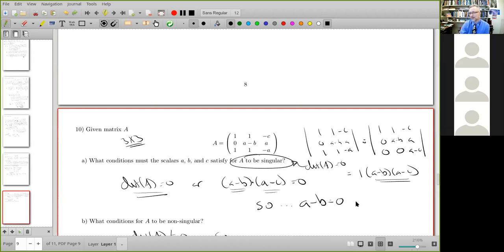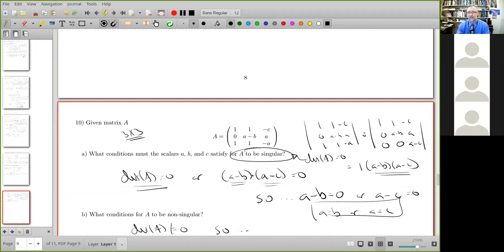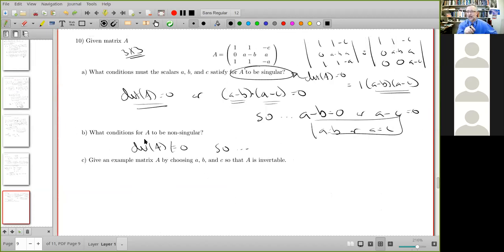Either one is zero or the other is zero, which means A equals B or A equals C. So what conditions must A, B, and C satisfy? If A and B are equal or A and C are equal, this thing will be singular. On the other hand, what would it mean for it to be not singular?